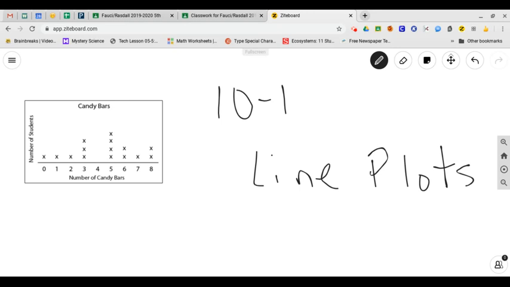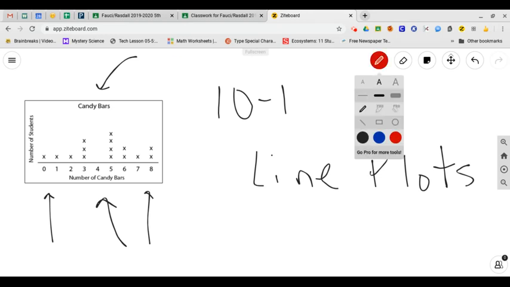On the first table or graph that you see to your left is about candy bars. The first thing you'll notice is that we have a title, which is candy bars. At the bottom, along the x-axis, we have the number of candy bars, which means that all of those numbers, 0, 1, 2, 3, 4, all the way to 8, represent the number of candy bars that you can have. You can have one candy bar, you can have two candy bars, you can have three candy bars. On the left side, you'll notice it says number of students. The X's represent the number of students.